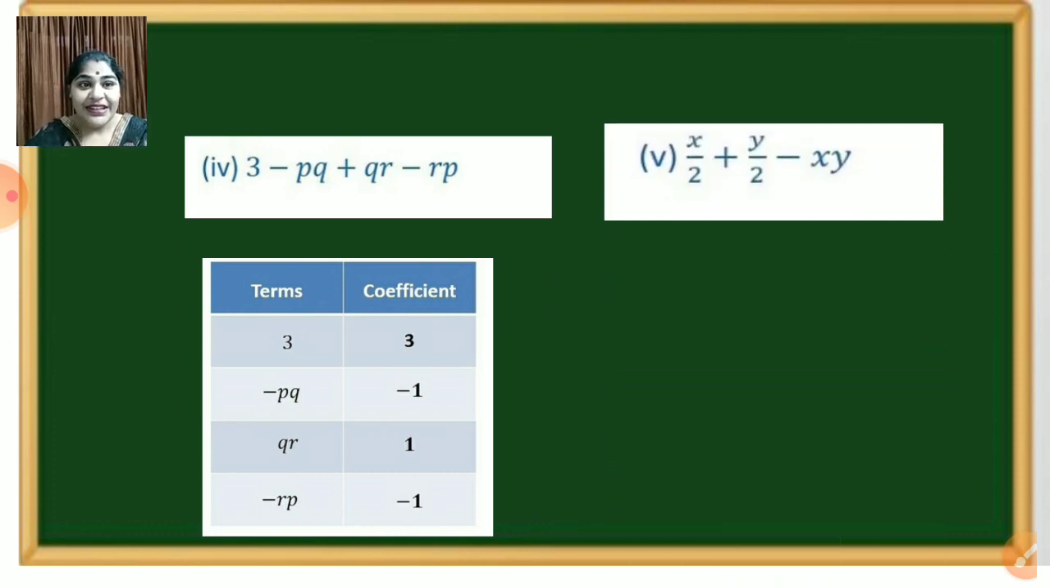Let us proceed. The fifth one, x upon 2 plus y upon 2 minus xy. So how many terms you see, children? Yes, there are 3 terms. First term is x upon 2, second term is y upon 2, and the third term is negative xy. So negative xy, the third term coefficient will be obviously negative 1. Now what about x upon 2 and y upon 2?